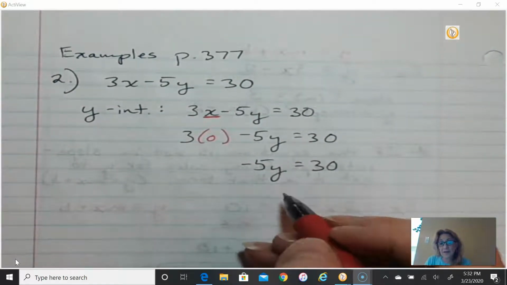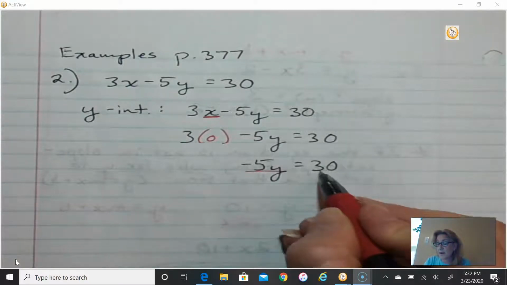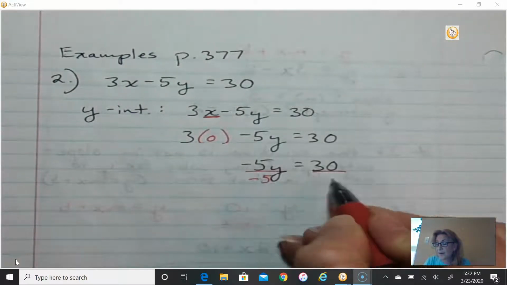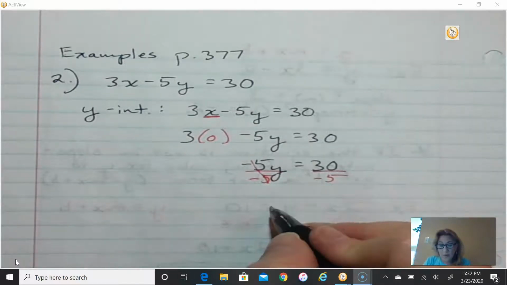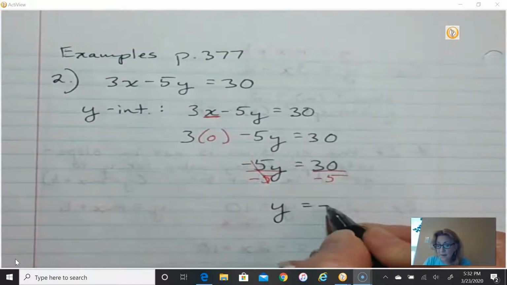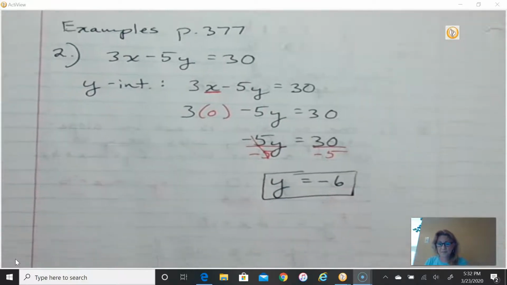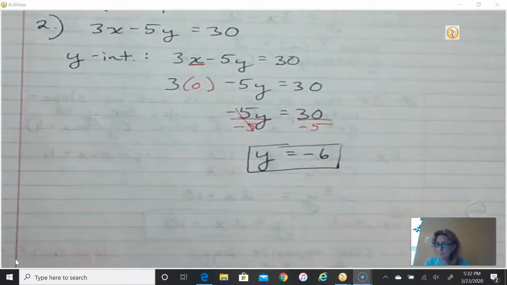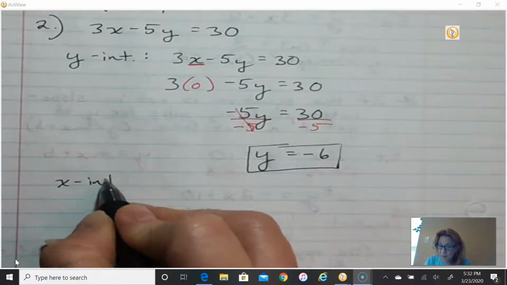Being that these are together, we know you're multiplying, so the opposite is dividing, so we're going to divide both sides by negative 5. Those cancel out. My y-intercept is negative 6. So there's one of your answers. Okay? All right, so now the x-intercept, because you have to remember, we have to find that.